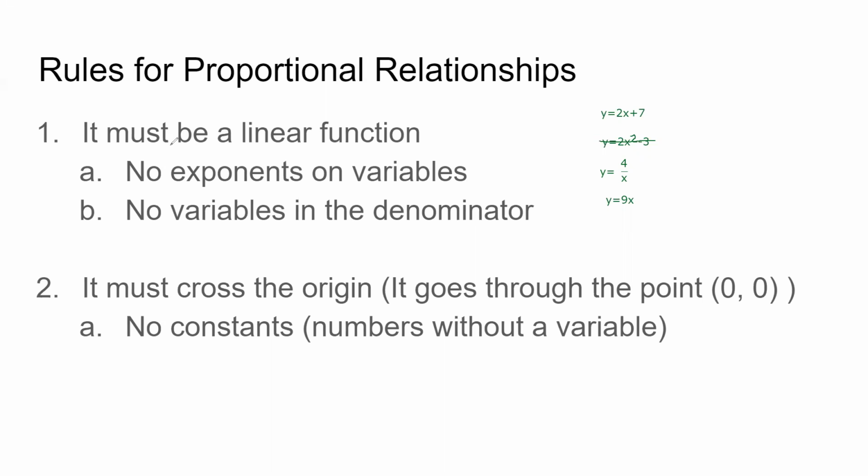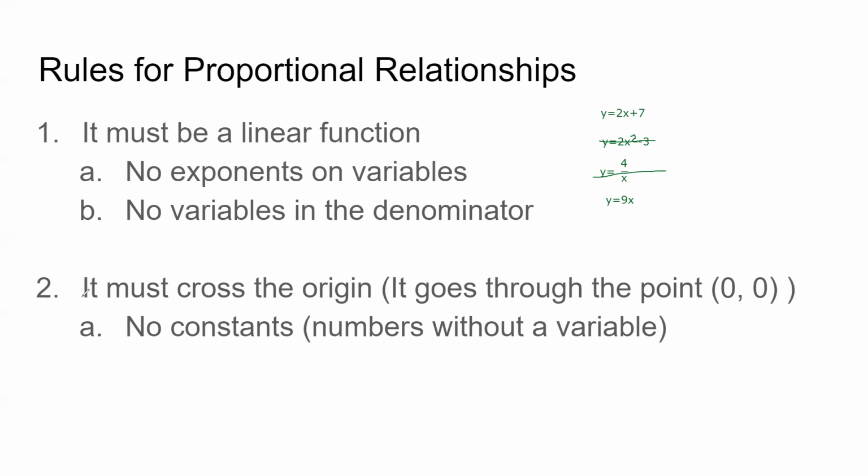We have to have no exponents on the variables. Variables down here, I don't see an exponent, and no variables in the denominator. Well, the denominator is the bottom part of the fraction, so that's gone. It's okay if the exponent or the variables are in the numerator, but it just can't be in the denominator. Let's check our last one. Is it a linear function? Any exponents? Nope. Denominator? Nope. That one passes our first test.